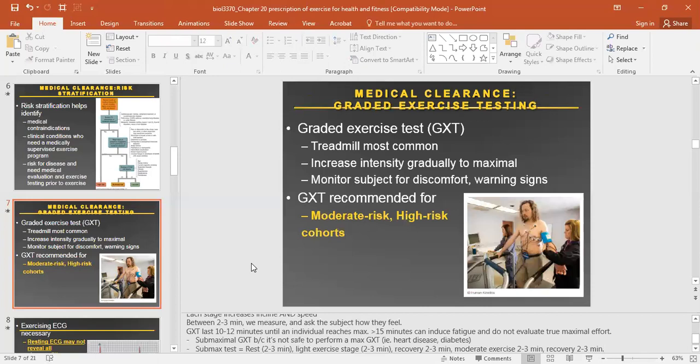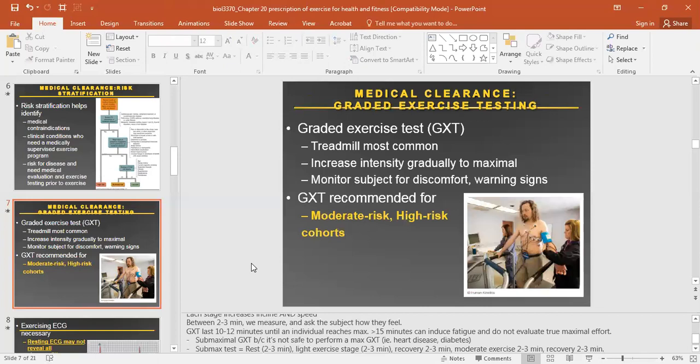So before you start an exercise program, we can evaluate how you respond to exercise itself. Do you respond well? Does your heart rate increase when we expect it to? Does blood pressure go up and down when we expect it to, or not? And if it doesn't, then we need to go to our doctor and figure out why.